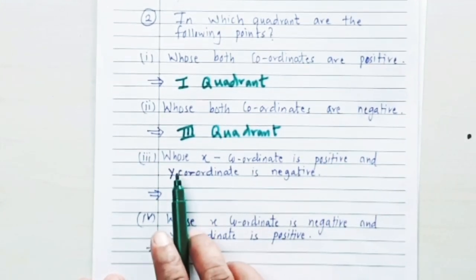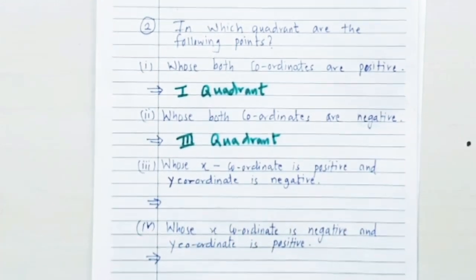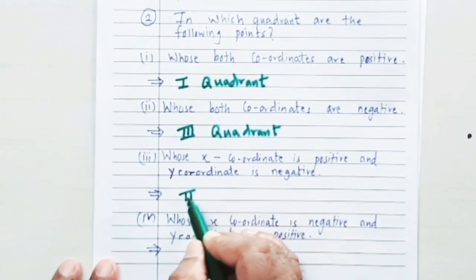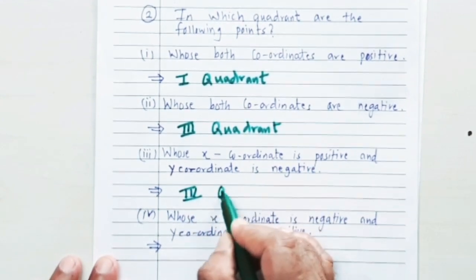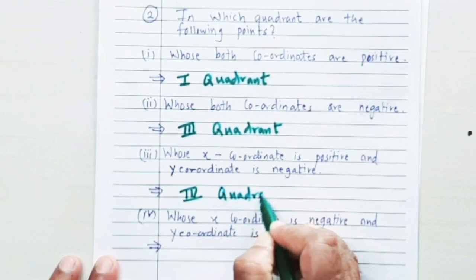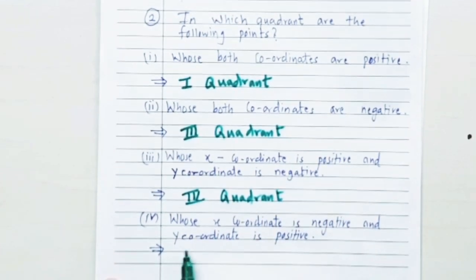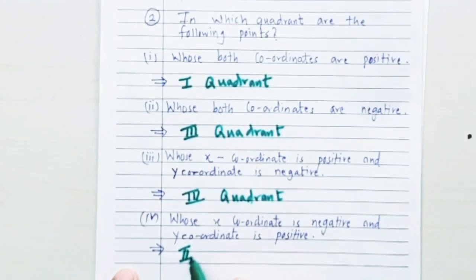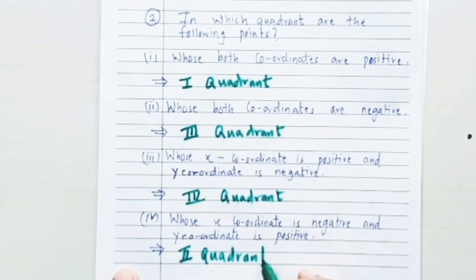Then the point whose x coordinate is positive and y coordinate is negative will lie in the fourth quadrant. X is positive and y is negative in the fourth quadrant. And last, the point whose x coordinate is negative and y coordinate is positive will lie in the second quadrant.